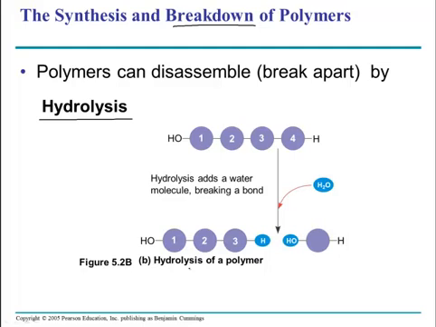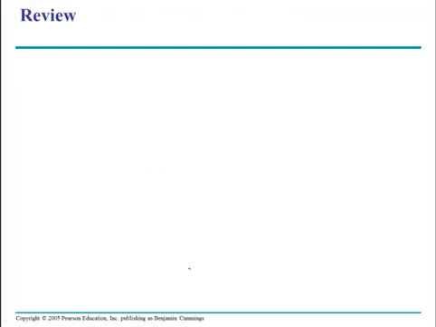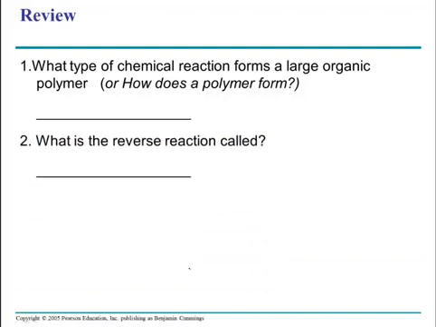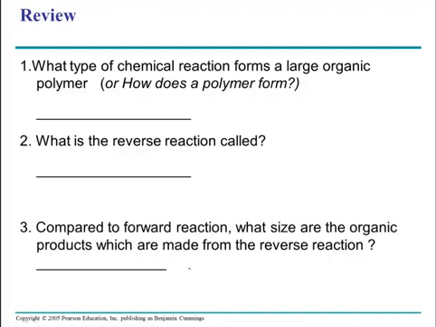So next we're going to look at this with a few specific molecules. See if you can answer these questions for yourself first. Which type of chemical reaction forms a large or larger organic polymer? That's right, dehydration. Dehydration synthesis. Synthesis means to make. What is the reverse reaction called? I'm sure you wrote or said hydrolysis. Compared to the forward reaction, what size are the organic products which are made from the reverse reaction? If you're hydrolyzing, you're taking a large molecule and releasing smaller molecules.